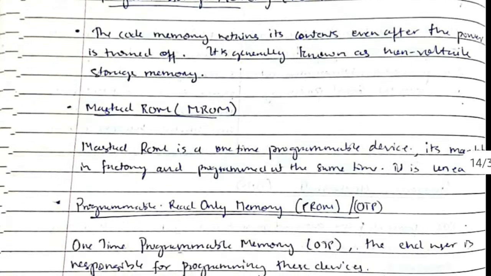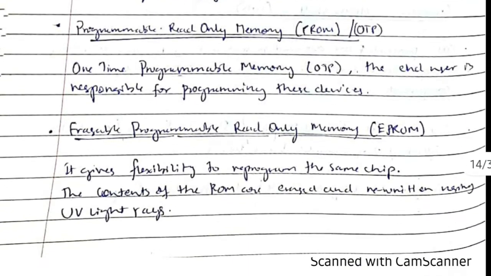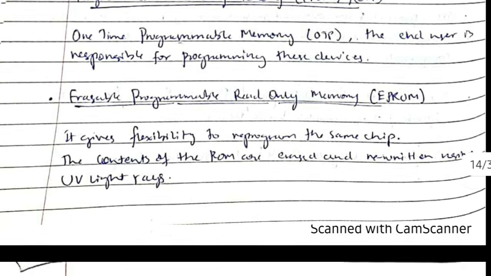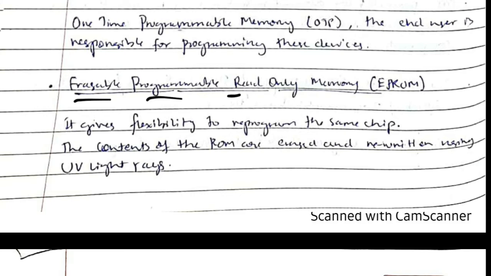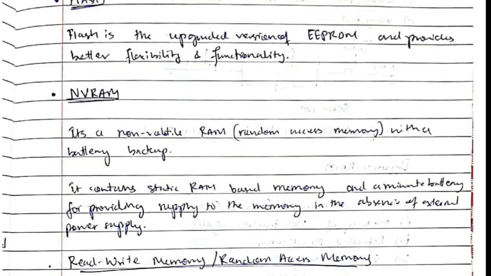There are many types. The first one is masked ROM, which is inbuilt and can't be edited. The second one is programmable read-only memory, where one-time editing is possible. The third one is erasable programmable read-only memory, in which you can reprogram it using UV light rays. If you do the same thing using electricity, it's called electrically erasable programmable read-only memory. And the last one is flash. It's an upgraded version of the EEPROM and provides better flexibility and functionality.